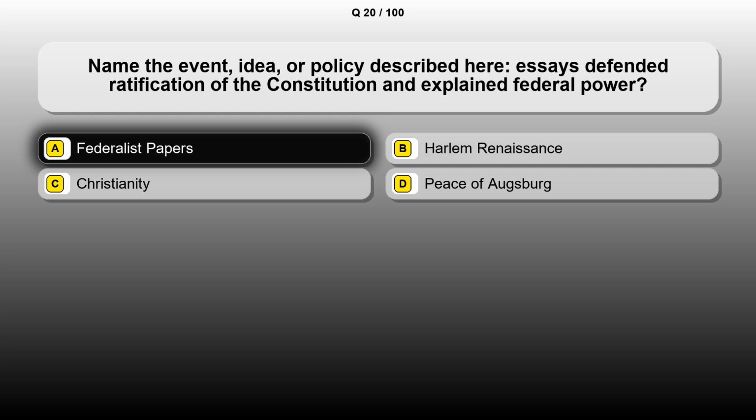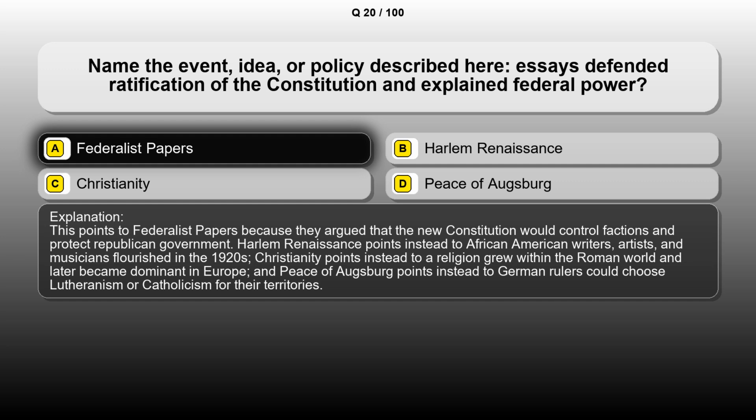The correct answer is option A, Federalist Papers. This points to Federalist Papers because they argued that the new constitution would control factions and protect Republican government. Harlem Renaissance points instead to African American writers, artists, and musicians flourished in the 1920s. Christianity points instead to a religion grew within the Roman world and later became dominant in Europe. And Peace of Augsburg points instead to German rulers could choose Lutheranism or Catholicism for their territories.